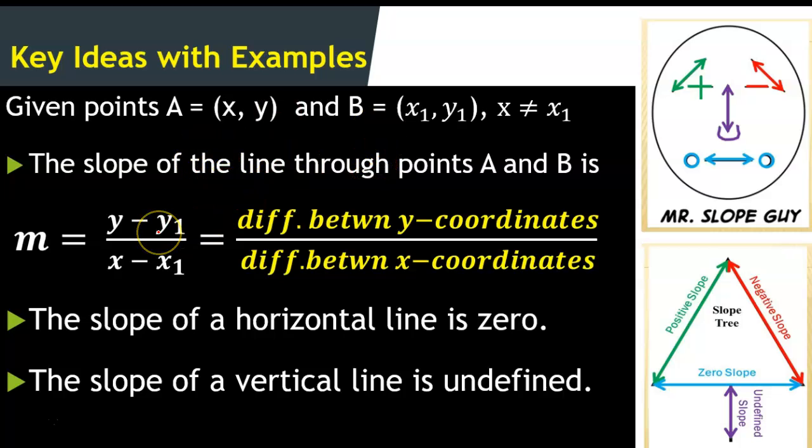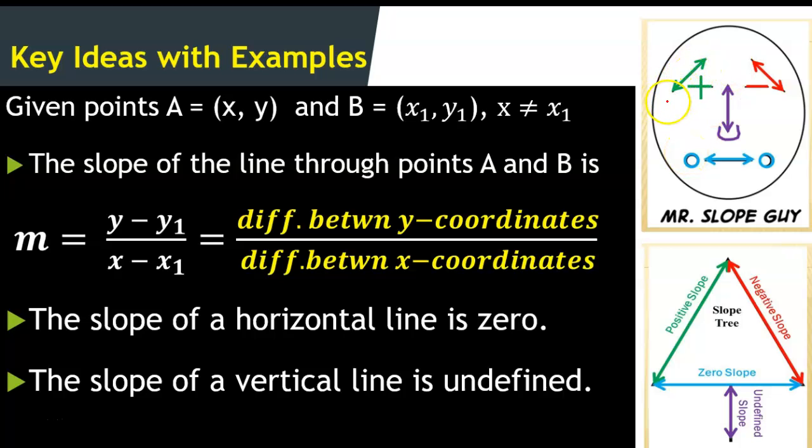Slope is generally the steepness of a line, the vertical change over the horizontal change. Y represents the vertical and X represents the horizontal. So it's the difference between the Y coordinates, divided by the difference between the X coordinates. These are diagrams that people have drawn to help them remember slope.